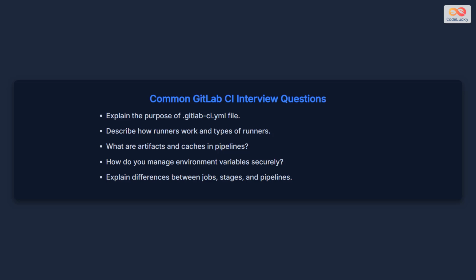Interview questions on GitLab CI often focus on understanding the .gitlab-ci.yml file and its purpose in pipeline configuration. Candidates are asked about how runners function and the different types available. Questions also cover artifacts and caching, which relate to storing and reusing files between jobs. Managing environment variables securely and explaining the differences between jobs, stages, and pipelines are common topics to test a candidate's practical knowledge.